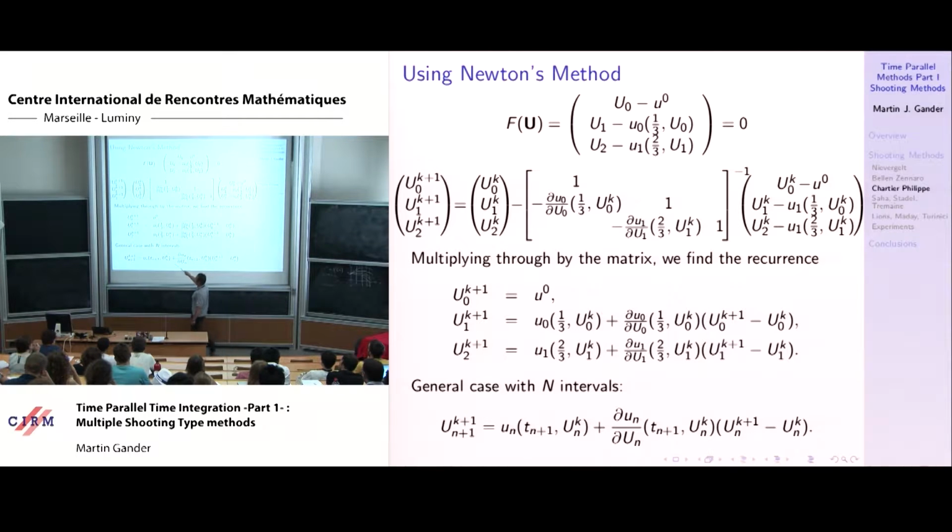So this method I can also write for n intervals, where this is now the interval count, this is the Newton iteration count. The new value I get from an exact solution on each interval, plus a Jacobian term evaluated at the old shooting parameter, times the difference between new and old. That's a multiple shooting method.